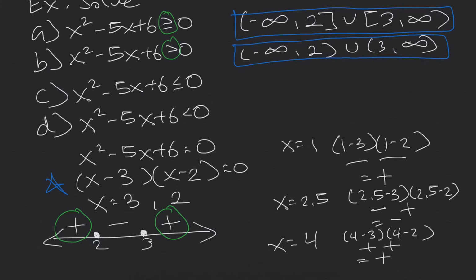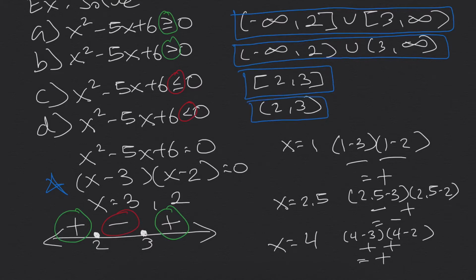For part C and part D, I need less than or equal to. Well, if a number is less than 0, it's negative. The only place where this function was negative was between 2 and 3. Part C wants me to include 2 and 3. Part D does not. I need those in parentheses on part D. And that's going to do it for this first example.